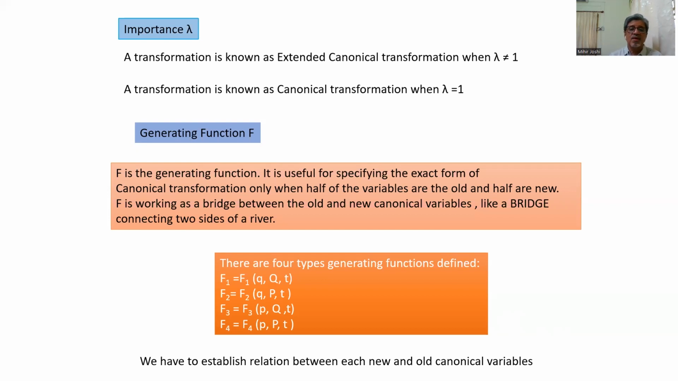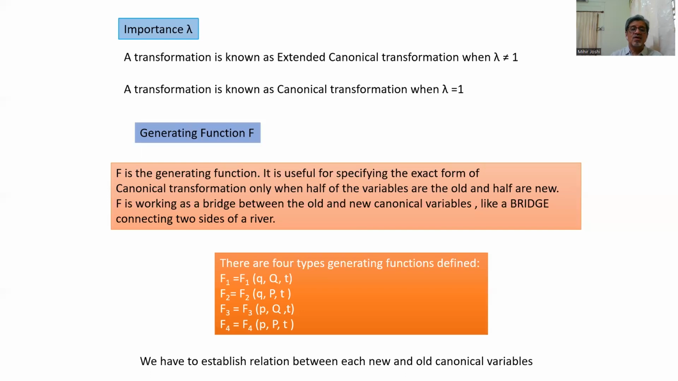There are four types of generating functions defined. One is F1, a function of small q, capital Q and t. F2 is a function of small q, capital P and t. F3 is a function of small p, capital Q and t. F4 is a function of small p, capital P and t. And we notice that in F1, F2, F3, and F4, all the functions have one variable small and one variable capital.